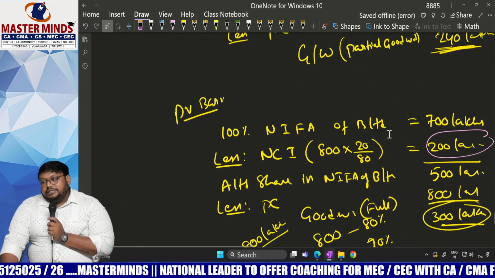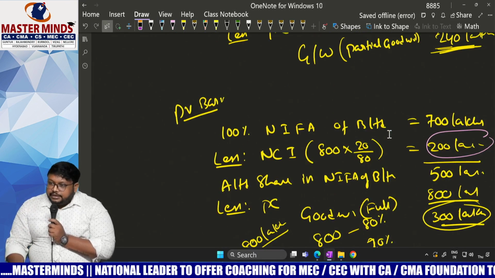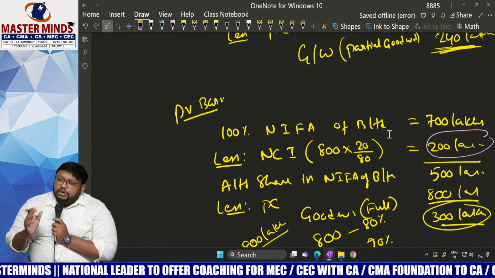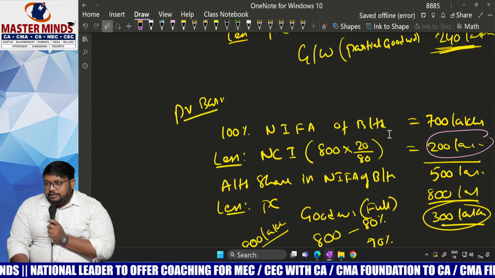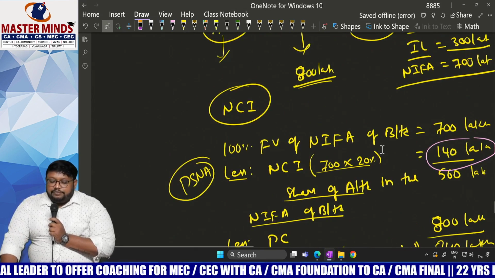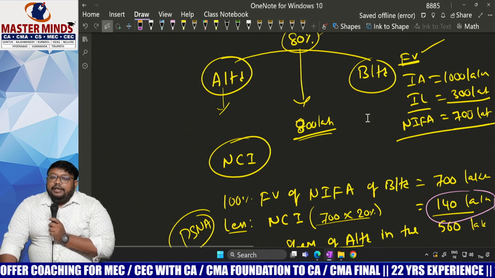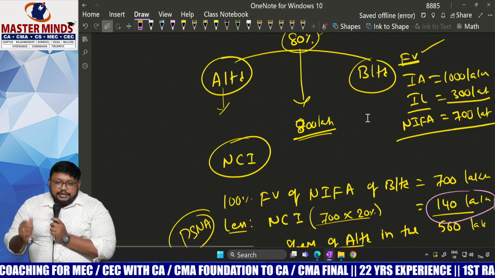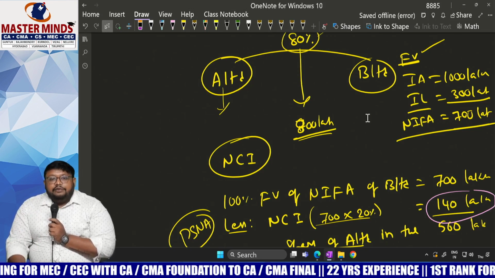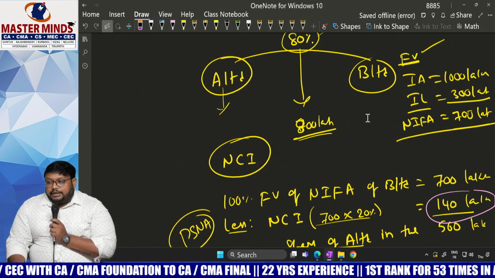According to the question, they will ask you NCI under fair value basis or NCI under proportionate share in the net assets basis. Now we will do a lot of problems relating to that. Don't worry, you can understand one by one. Generally we have to check whether we are finding goodwill or gain on bargain purchase. If consideration is more than net assets, we have goodwill. If consideration is less than the net assets, we have gain on bargain purchase.